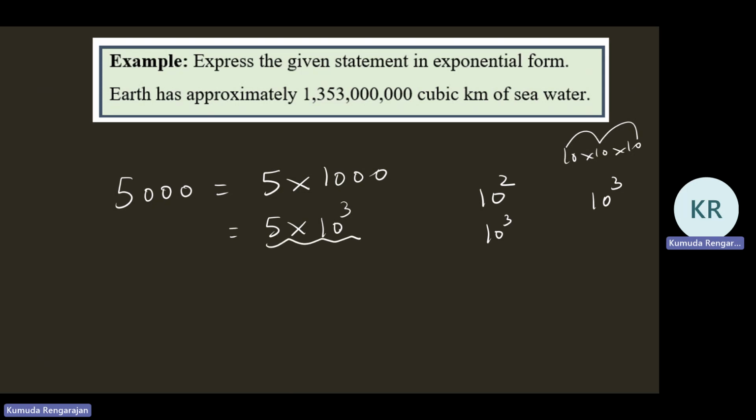Now look at this expression. The first number here is 1 or more than 1, but less than 10. This one is 5. It is in the range 1 to 10, right? And look at this one. It is 10 raised to 3, an integer, or for you, a whole number. Correct? This is how an expression in the standard form should look.